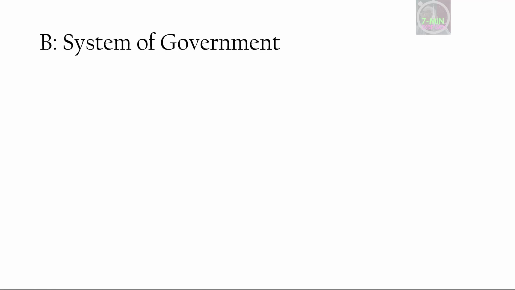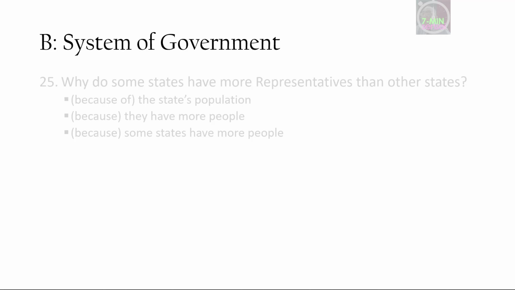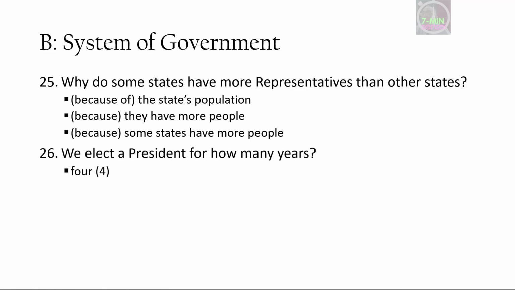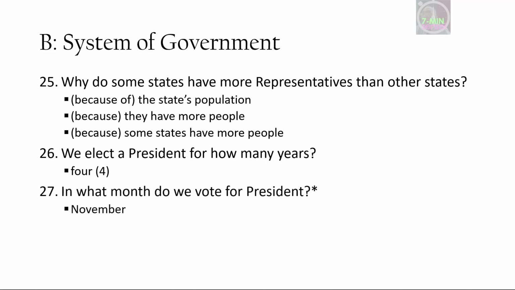B. System of government. Why do some states have more representatives than other states? Because of the state's population. Because they have more people. We elect a president for how many years? 4. In what month do we vote for president? November. What is the name of the President of the United States now?